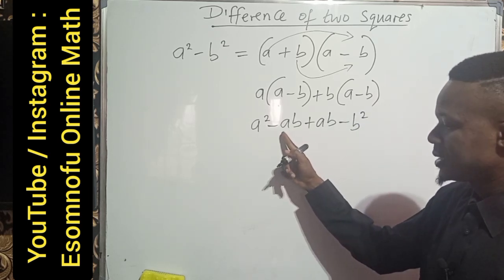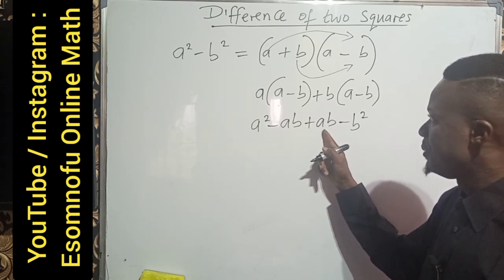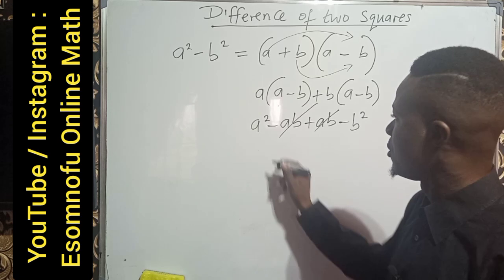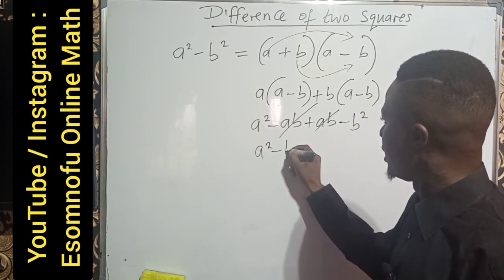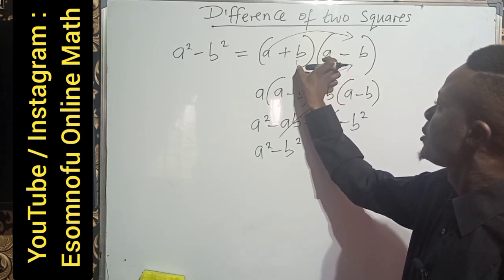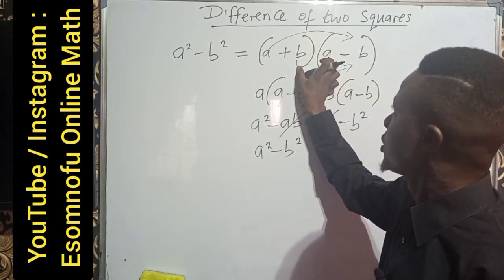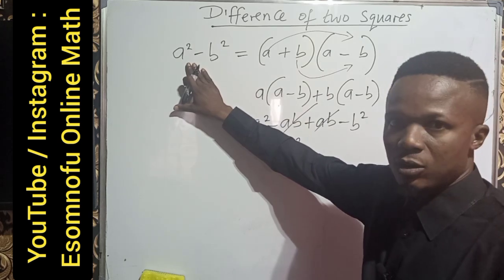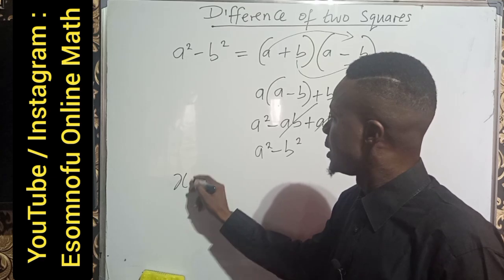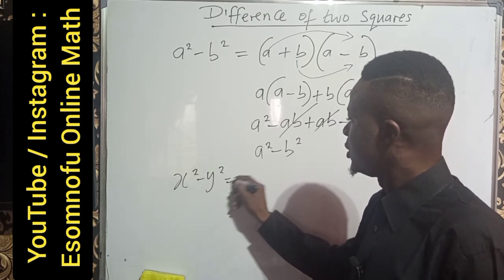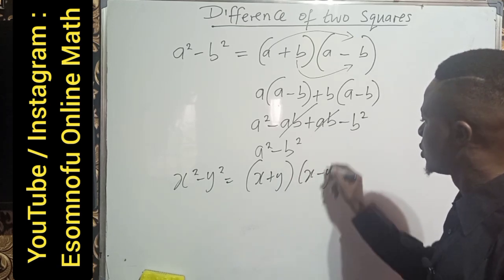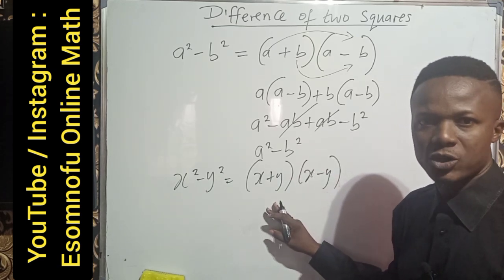You have now seen here that minus ab plus ab has cancelled out because they are equal. Minus ab plus ab is 0. We are left with a squared minus b squared. You have now seen that this expression here is equal to this particular expression. So you've now seen that whenever you have, let's say, x squared minus y squared, it's going to be x plus y into x minus y. That is what we mean by difference of two squares.